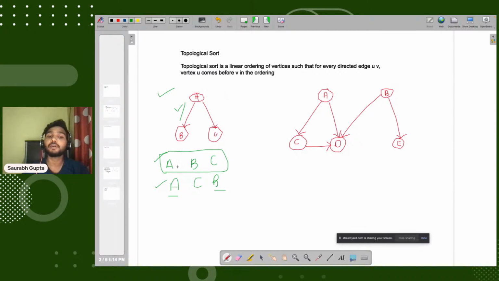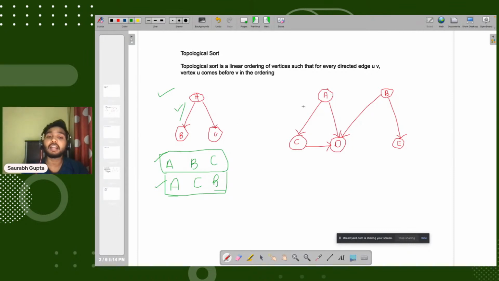So A is coming before C. You can see in the first order itself, A is coming before C. Similarly, in the second linear order also, A is coming before C. So this ordering is also satisfying this condition. Now I suppose this is clear.